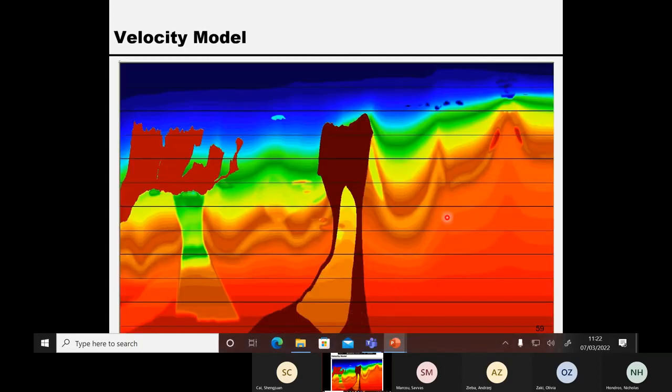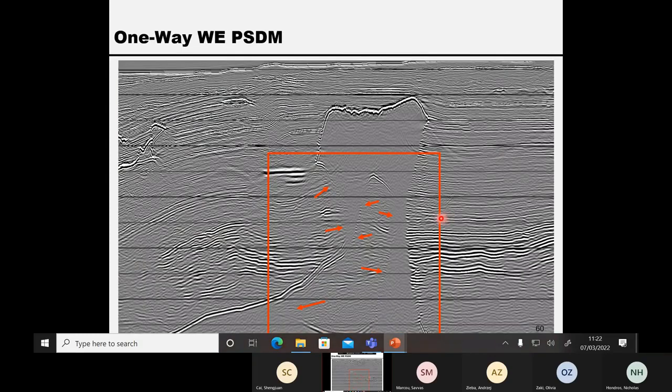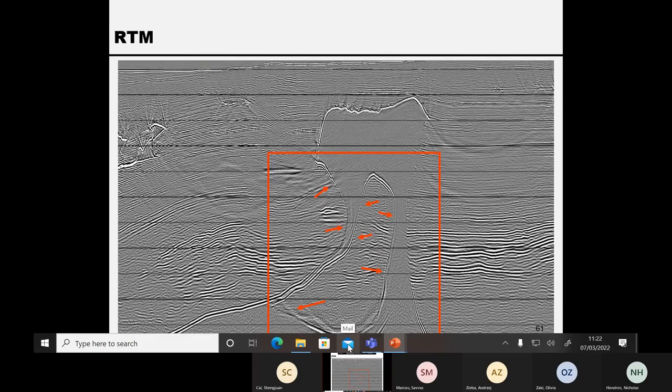Right, the velocity model looks like this. And in the imaging for the one-way wave equation, you see the salt body here, but you cannot see the steep dip imaging. But if you use the two-way wave equation, you can see the boundaries here clearly, which is RTM, right?